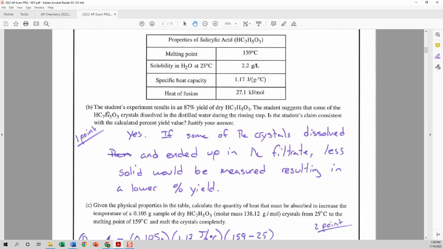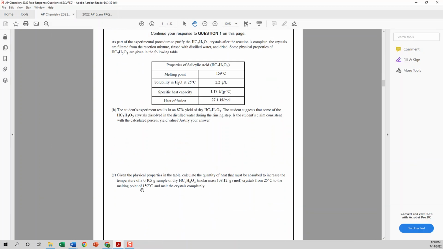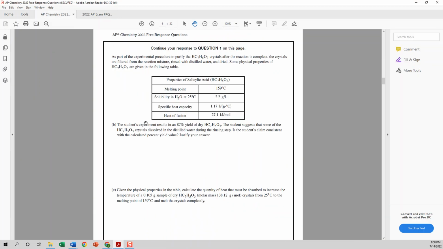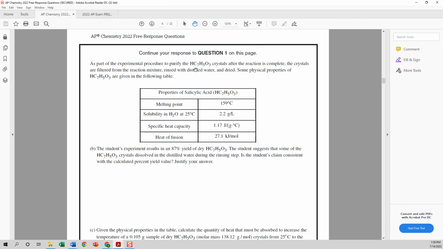1B, so let me go back to the blank test. All right, so as part of the experimental procedure to purify this compound's crystals, after the reaction is complete, the crystals are filtered from the reaction mixture, rinsed with distilled water, and dried. Some physical properties of this are given in the following table, okay? So they give us physical properties.